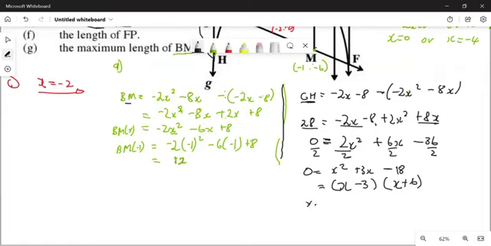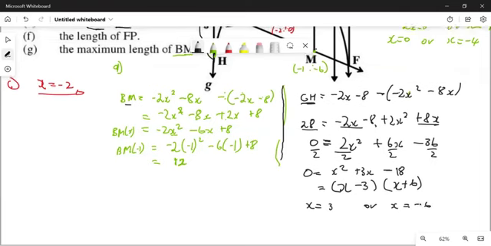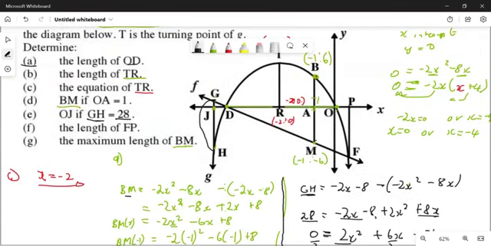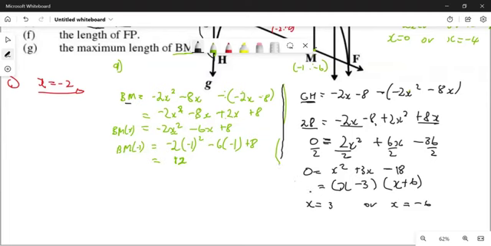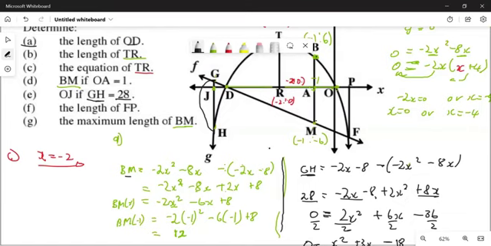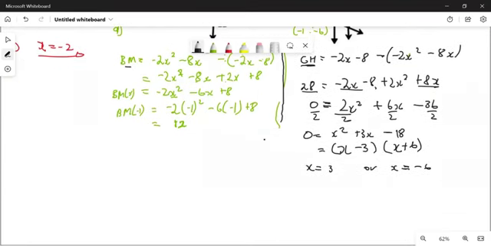And then it says x is going to be equal to 3 or x is going to be equal to minus 6. So which one should I take, minus 3 or 6? Minus 6. I should take minus 6. What did you say, minus 3? Minus 3, Jane.